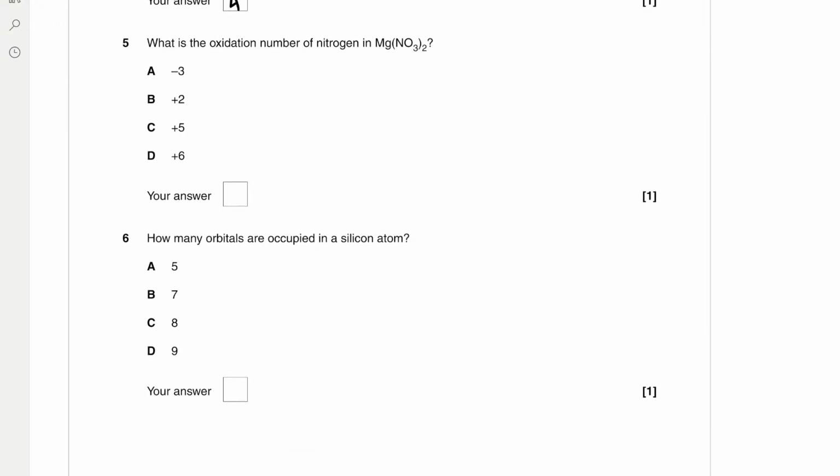Question 5. What is the oxidation number of nitrogen in Mg(NO3)2? We want to set this out like this and identify first the oxidation number of oxygen, which is generally always -2 unless it's in a compound with fluorine. We've got 3 oxygen atoms here and 6 overall if you times it by 2 for the brackets. So 6 times -2 is -12 overall. And then Mg is in group 2 in the periodic table, so that means we need to give it a +2 oxidation state.